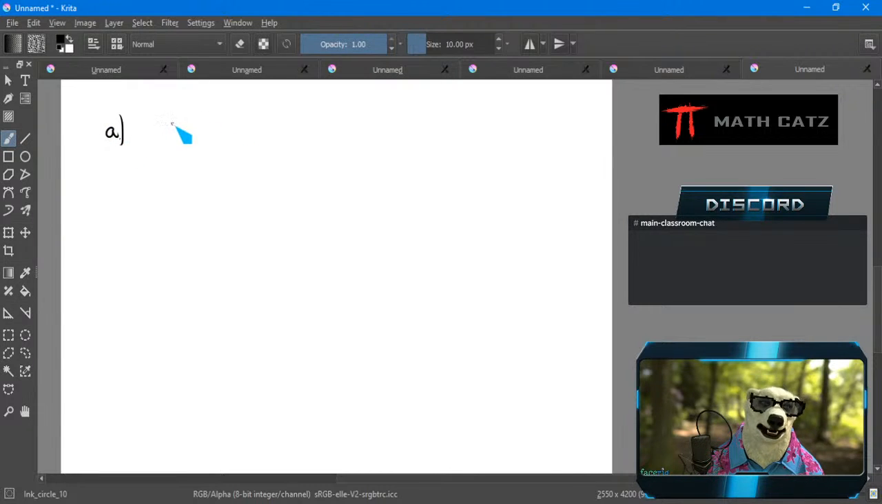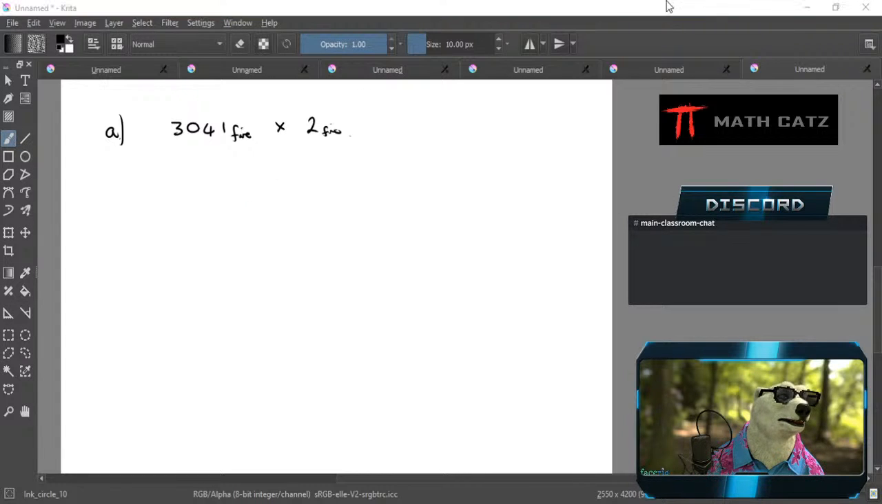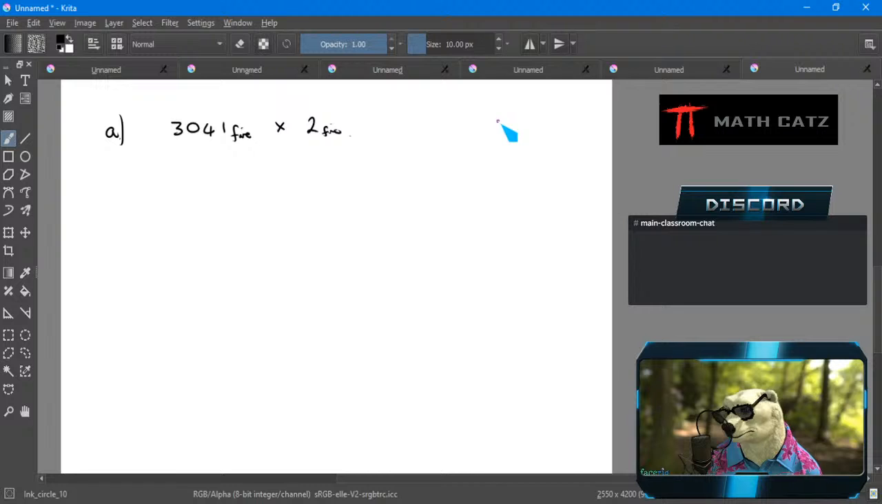So 7.6, the first one is 3041 base 5 times 2. And again, we're going to keep it simple to just have a single digit number as our second number. There's no need to make that more complicated. There are some questions in the book to get you to think about larger digits, but you don't have to worry about that for the test.